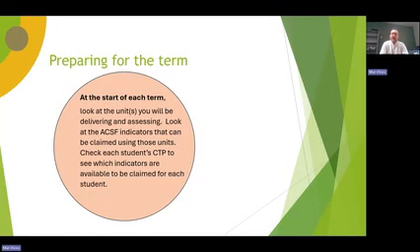So let's have a final look now about how to prepare your assessments each term. You'll need to be thinking about what you'll be assessing and what you'll be claiming for ACSF progression from the beginning of term. So, at the start of each term, look at the units you'll be delivering and assessing, look at the ACSF indicators that can be claimed using those units, check each student's CTP to see what indicators are available to be claimed for each student, and then there'll be a number of pathways to consider.